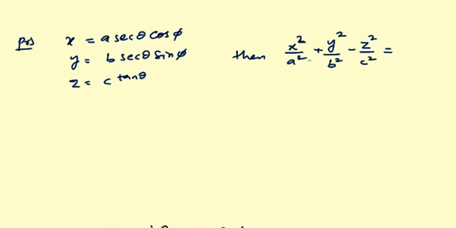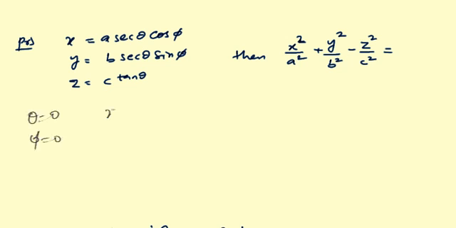Then what is the value of x square by a square plus y square by b square minus z square by c square? It is given in terms of secant, cos and tan, friends. So if you go for theta equal to 0, then secant will become 1, cos will become 1, sin will become 0, tan will become 0. So try to go for theta equal to 0, and also phi equal to 0.